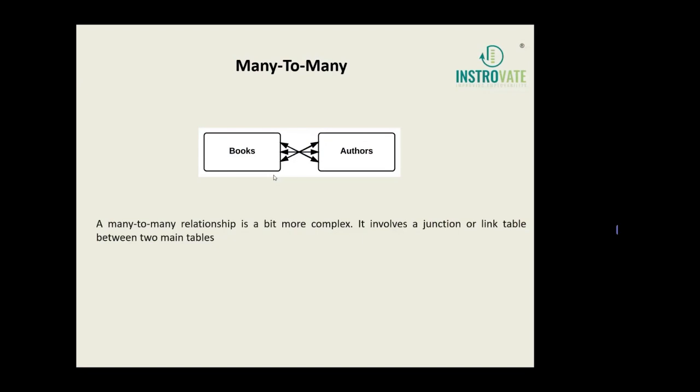Now we will see many-to-many. A many-to-many relationship is a bit more complex. Why? Because it involves a junction or link table between two main tables. Basically, here you can see there is a books table and an authors table. You cannot say that it is related in only one direction. You can see this diagonal. That's why we are saying it is a complex one, because there are many junctions, and it can be connected to two or more tables.